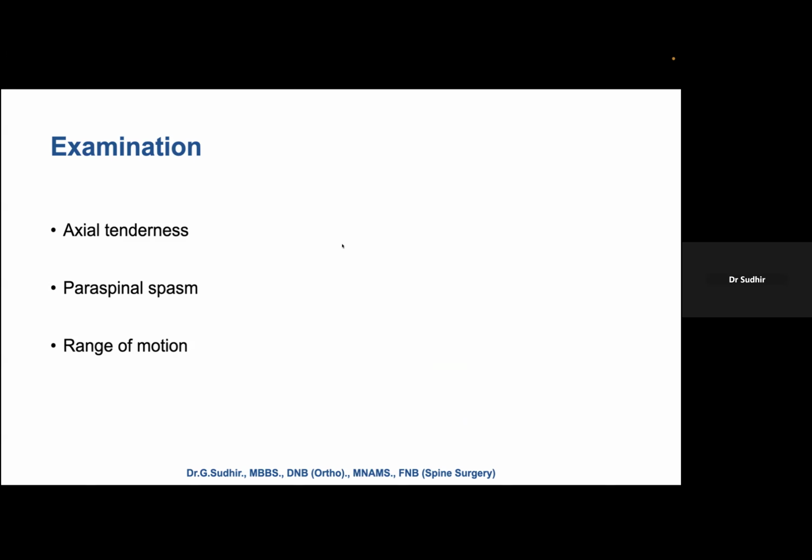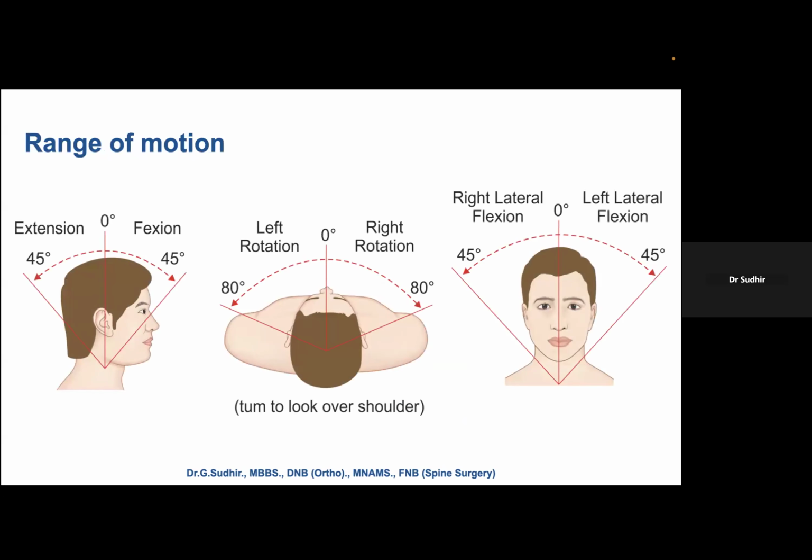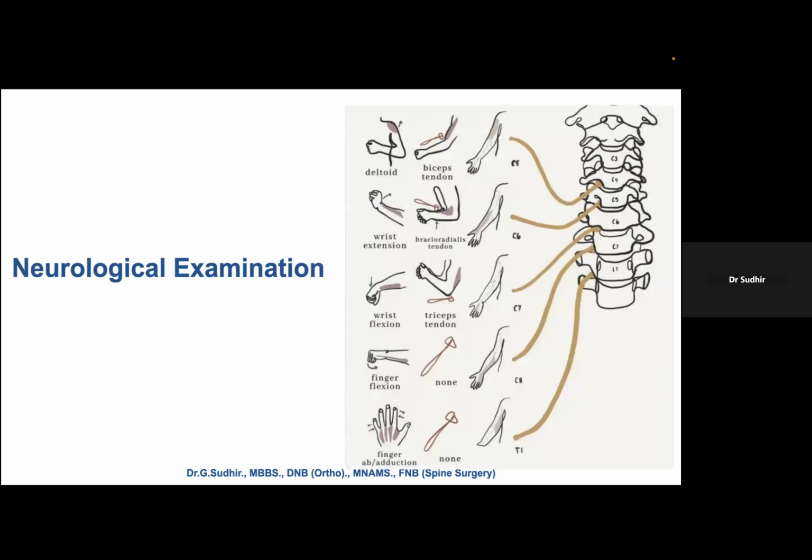On examination, you have to look for axial tenderness, paraspinal spasm, and the range of motion. So paraspinal spasm will be usually present in case of acute cervical disc prolapse. When there is an acute event, the patient will have severe paraspinal spasm and there will be loss of cervical lordosis. And the range of motion, this is the normal range of motion. And in case of acute events, again, the range of motion will be restricted, and in case of any cervical myelopathy or cervical pathologies as well, the range of motion will be restricted, especially the extension and rotations will be restricted in these patients.